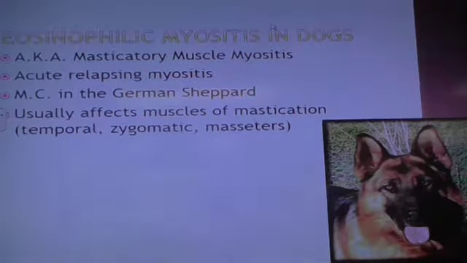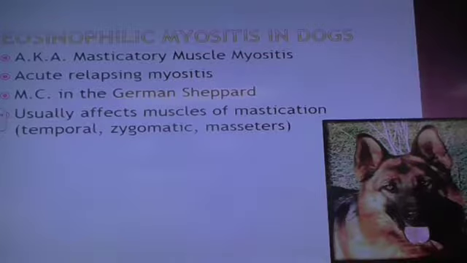So that's eosinophilic myositis in cattle. We typically don't see too many clinical signs associated with it unless it's a large area of the muscle that's affected. If it's like half of the limb, obviously you may have some sort of muscle issues, but typically it's something that we see on the necropsy floor.